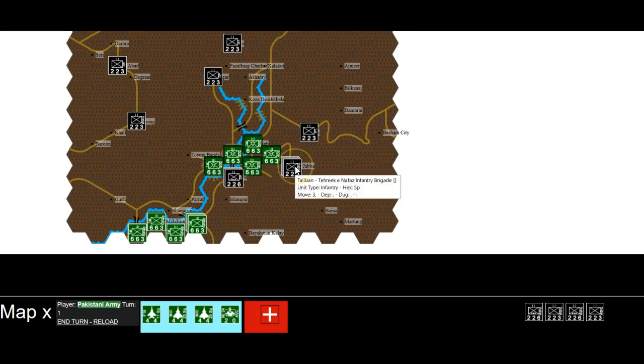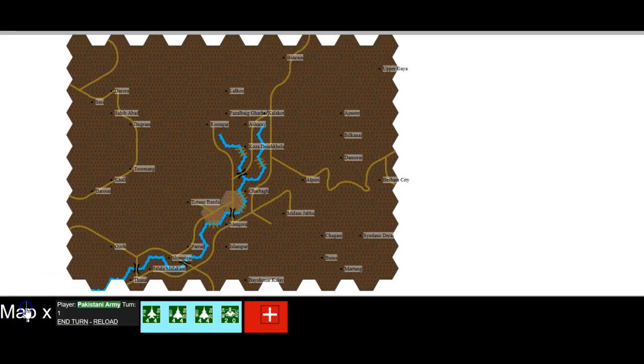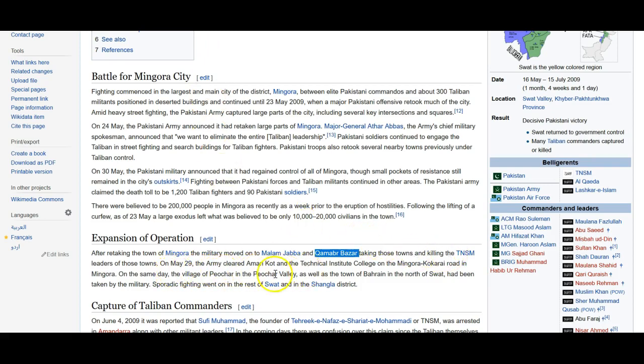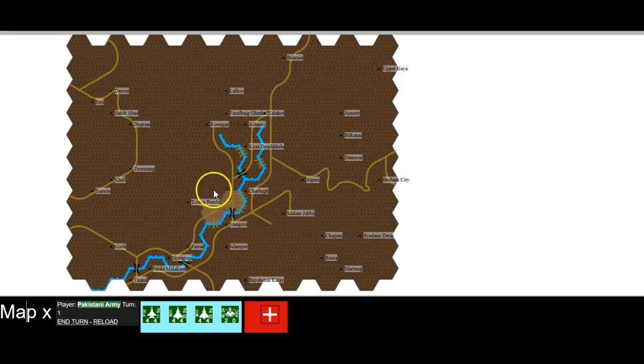So obviously you've got to take that, and then you've got to take that, and presumably up here, at a guess, because there's a stack. Bahrain. Okay, I thought that might be Malam Bazar or whatever. By August 22nd, 1.6 million of 2.2 million refugees returned home to this area, presumably. So, really major engagement.